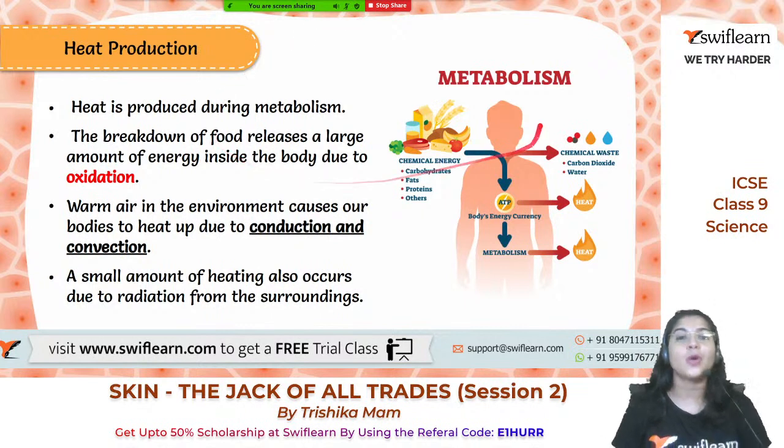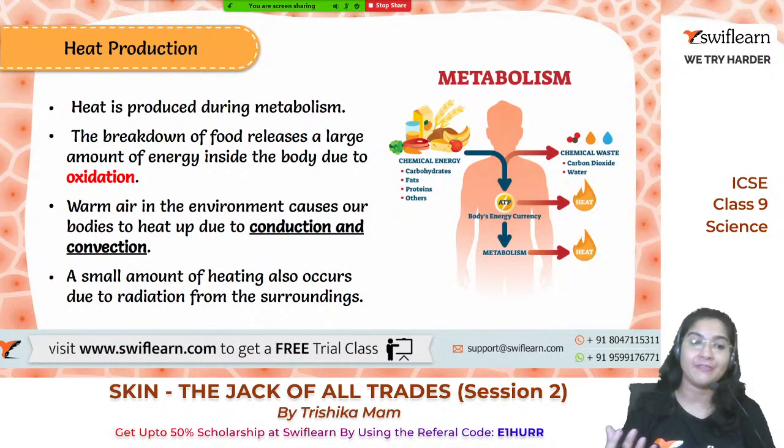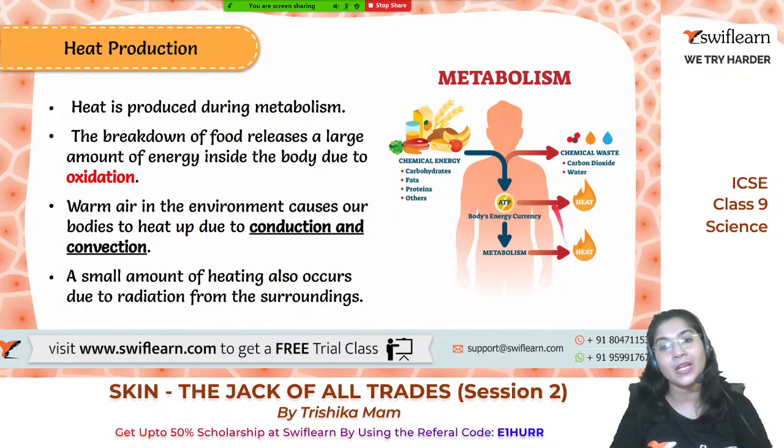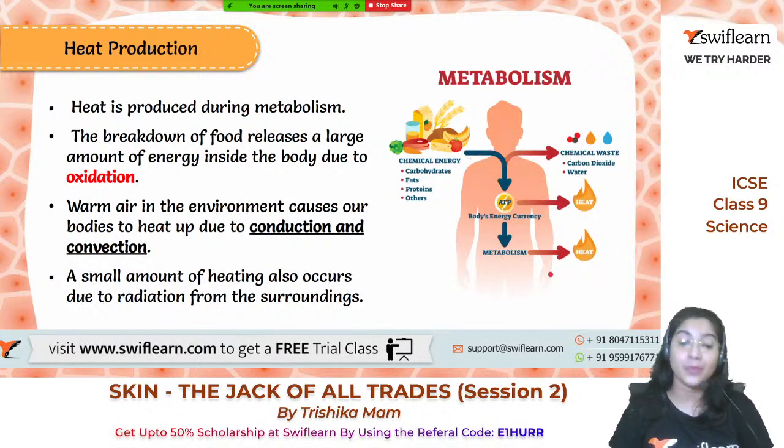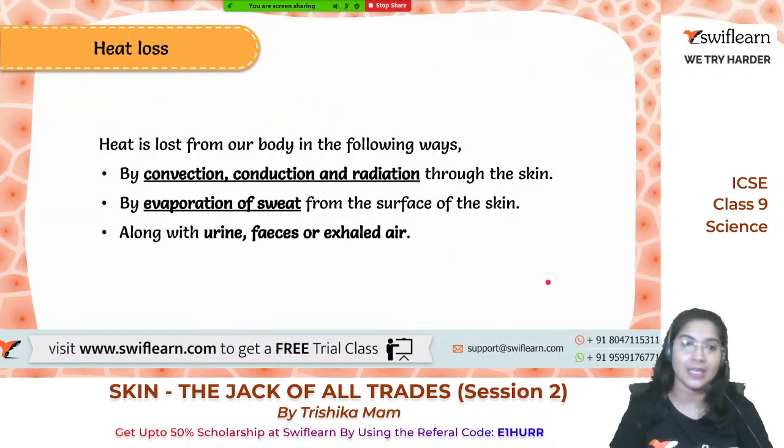Right? So, the warm air in the environment causes our bodies to heat up and to maintain the conduction and convection within our body, right? So ये conduction, convection, radiation continuously maintained होता है, and this is due to the presence of more energy which is produced by the metabolism. Metabolism मतलब different chemical reactions taking place.